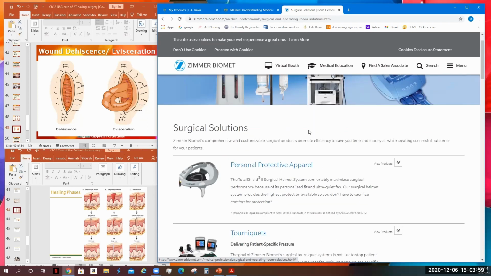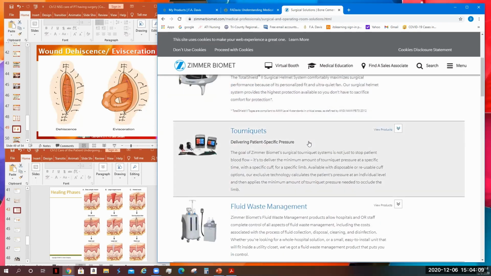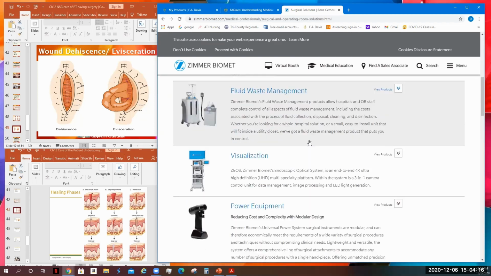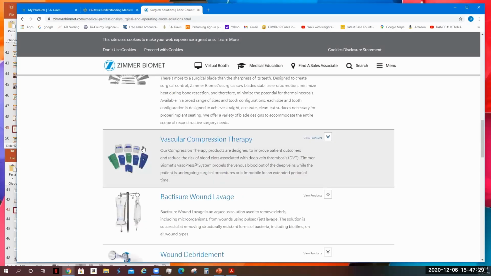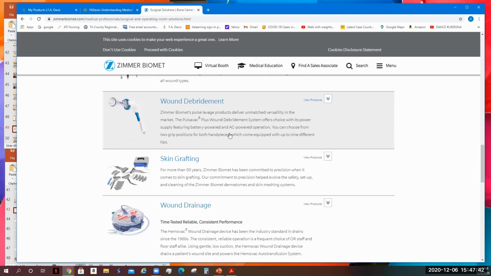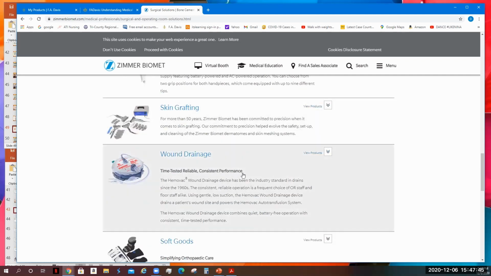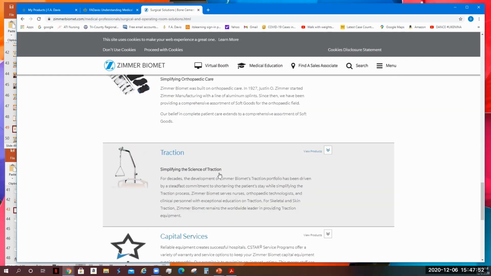Just a quick look at some of the other items at that website that are related to this chapter. This is a surgical helmet system that has a fan, so you don't have to sacrifice comfort for protection. There's some tourniquets, fluid waste management, visualization, power equipment, saw blades. Here's some vascular compression therapy that improves patient outcomes and reduces the risk of blood clots associated with DVT. Wound lavage, wound debridement was mentioned. There's also skin grafting that's an option. Here's the wound drainage we looked at. They have some other orthopedic care, some boots, and also traction.